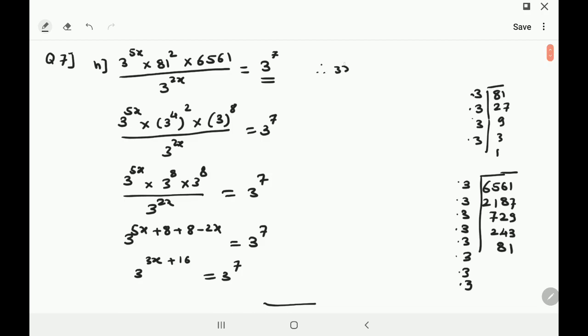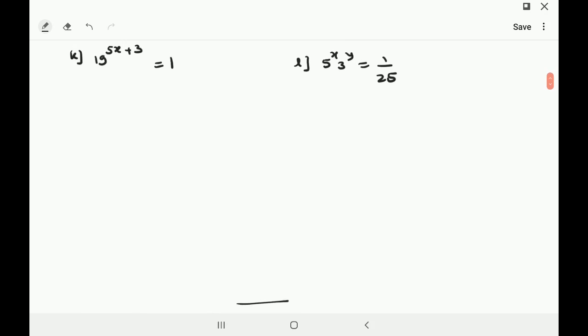Therefore 3x plus 8 is equal to 7. Shifting 8 to the other side, I get 3x is equal to 7 minus 8, so it is going to be negative 1. And then x will be equal to minus 1 by 3. And that's the answer. Clear? Got it. It's not a big deal. Easy question. Maybe it looks lengthy, but it is easy.